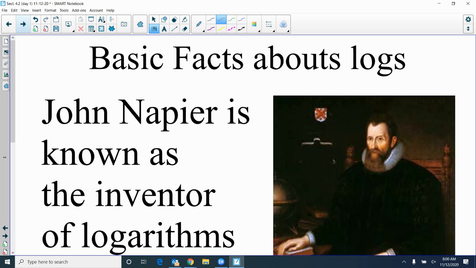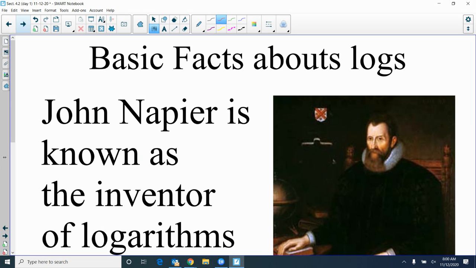Now, most of you probably know that John Napier was the inventor of logs. What year did he invent them? Max, what do you think? I don't know. A long time ago. A long time ago. There's a big discrepancy. A long time ago for me would be like 1960. Probably longer than that.